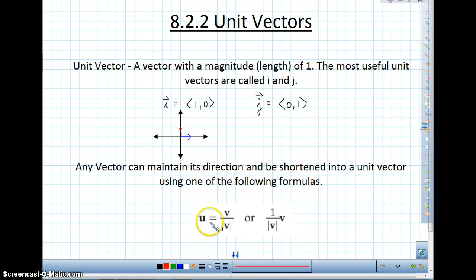So the first formula that you see here is for vector u. U represents a unit vector. You can solve for a unit vector if you take the original vector and divide it by its magnitude. Another way we can write that is we do 1 over the magnitude and multiply it by v. It's just another way of writing it. So that's the first formula that we're going to be using in our first example problem.